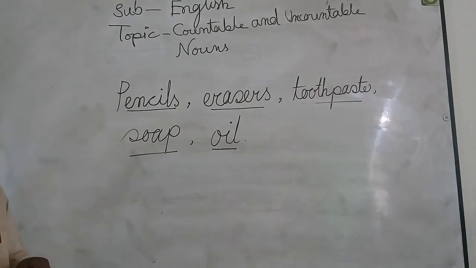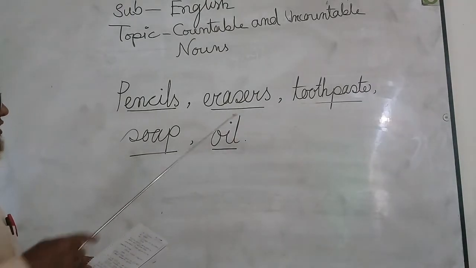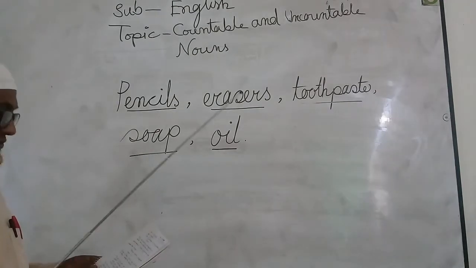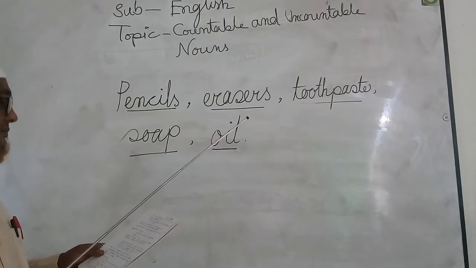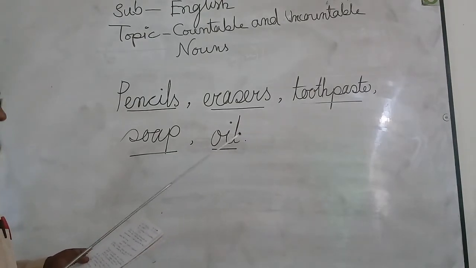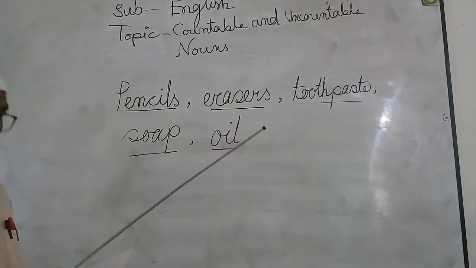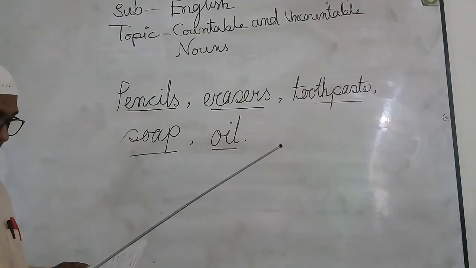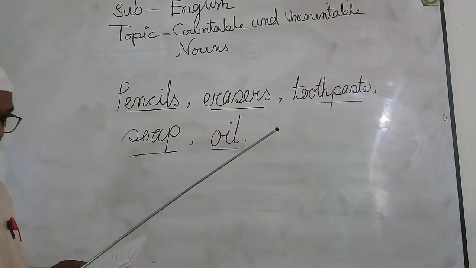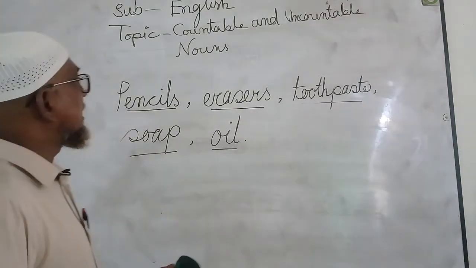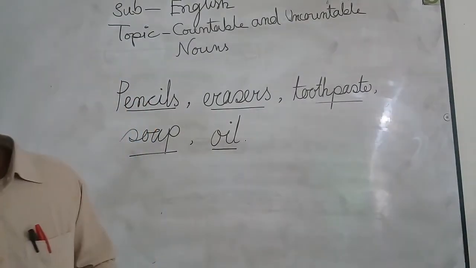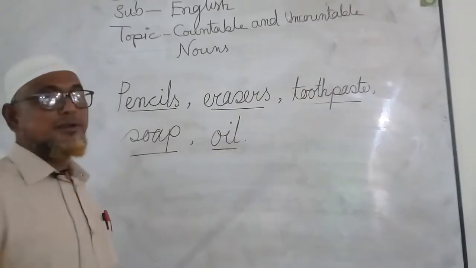These words are underlined words from the conversation. Students, now tell me which of these nouns, all are nouns, of course, can and which of them cannot be counted. Those which you can count are called countable nouns, and those which you cannot count are called uncountable nouns. So students, our today's lesson is countable and uncountable nouns.